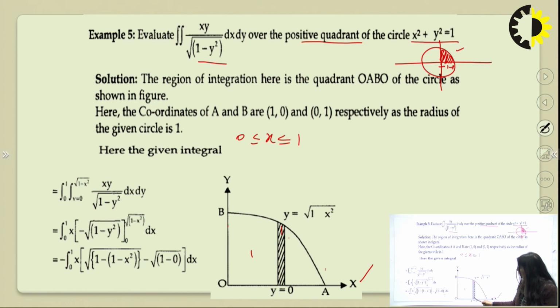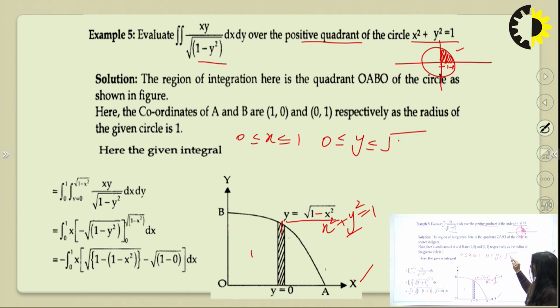Now we have to find the limit of y. So we will take this point. This point is begin point of the strip, and this point is the end point of the strip. So begin point of the strip is on this line, y is equals to 0. So lower limit of y is equals to 0, and end point of the strip is on the boundary of this circle. So this circle x square plus y square is equals to 1. So we can find the value of y here. So y is equals to root of 1 minus x square. So upper limit of y is under root of 1 minus x square.